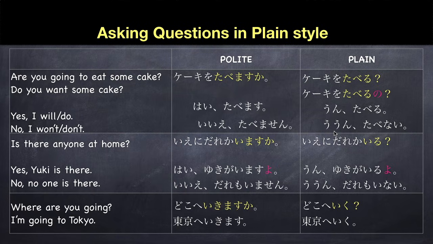食べる or 食べない. Another example, is there anyone at home? 家に誰かいますか? In plain style, 家に誰かいる? For example, ユキがいるよ. Or, 誰もいない. Where are you going? どこへ行きますか? どこへ行く? I'm going to Tokyo. 東京へ行きます。東京へ行く.